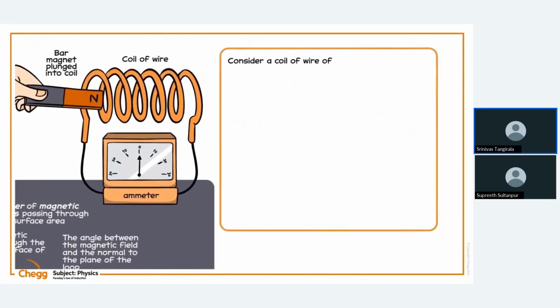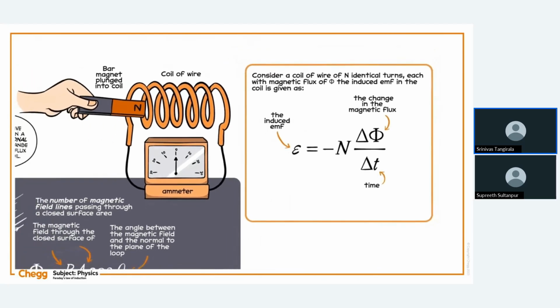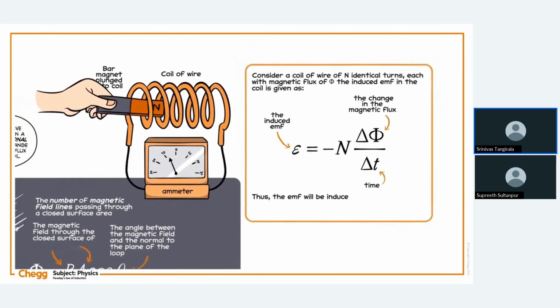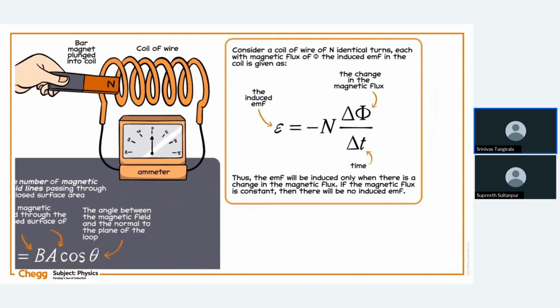Consider a coil of wire of n identical turns, each with magnetic flux of Φ. The induced EMF in the coil is given as ε = -N ΔΦ/Δt, in the formula, ε is the induced EMF, and ΔΦ is the change in the magnetic flux in time Δt. Thus, the EMF will be induced only when there is a change in the magnetic flux. If the magnetic flux is constant, then there will be no induced EMF.